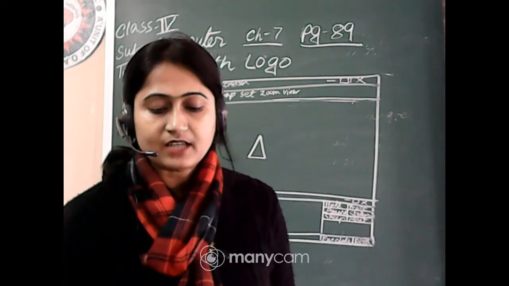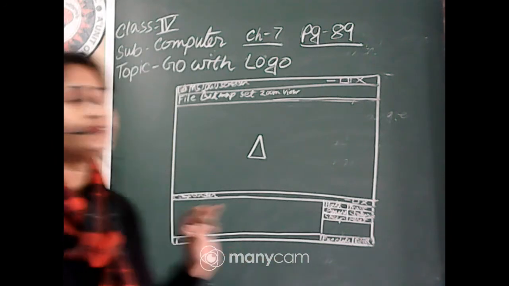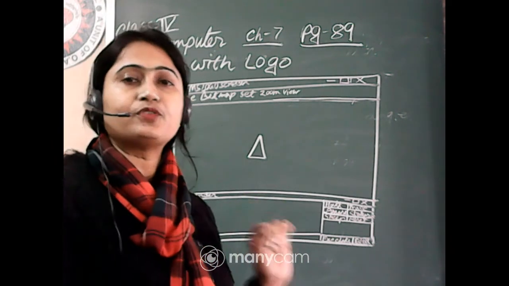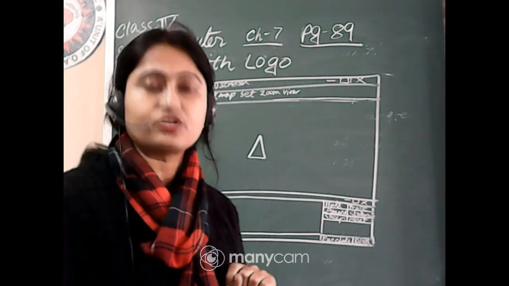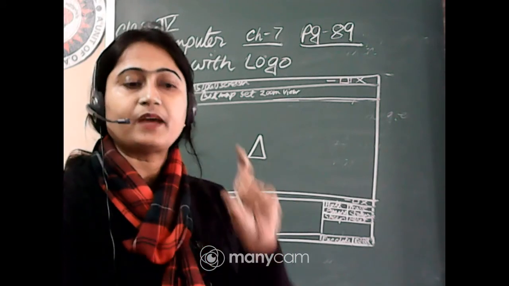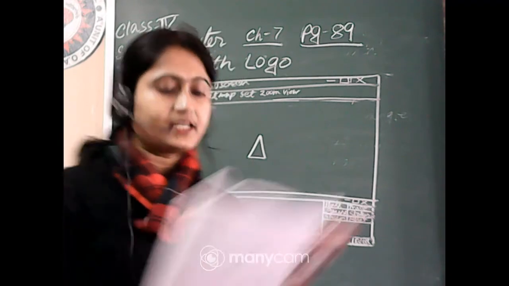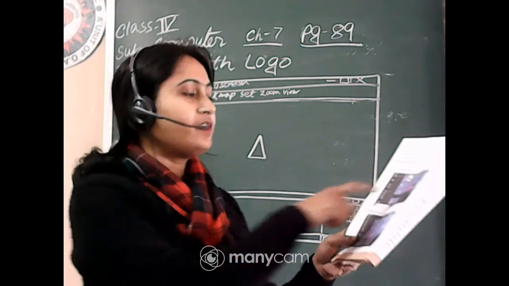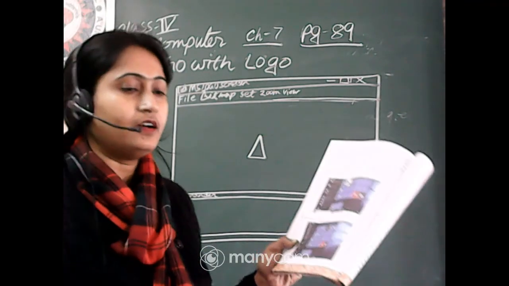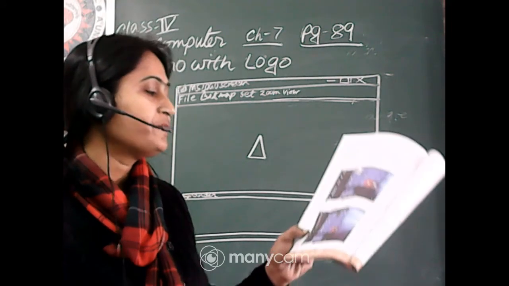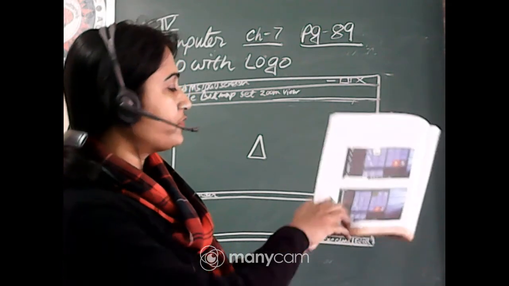How to start Logo? Click on the start button. If you want to open Logo, first you have to click on the start button. There is an option Microsoft Windows Logo. You just click on it, and another menu will appear. From there you select MSW Logo.